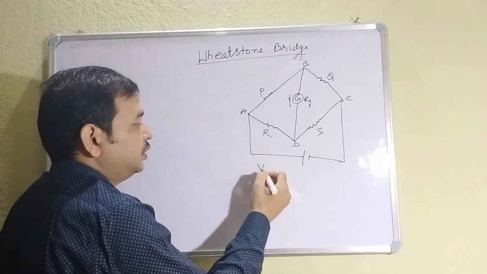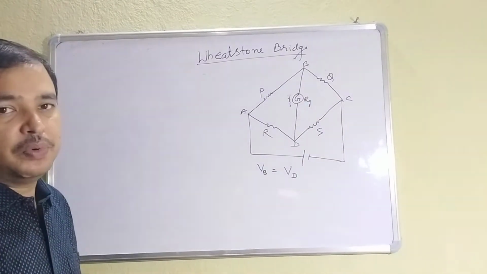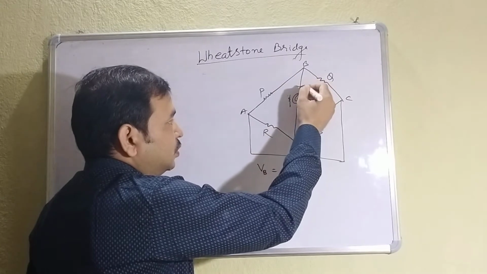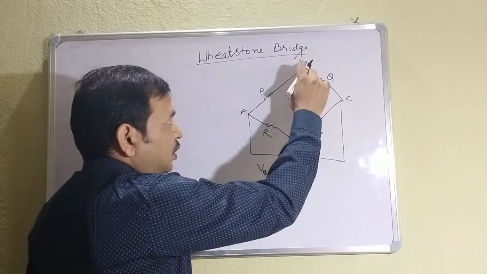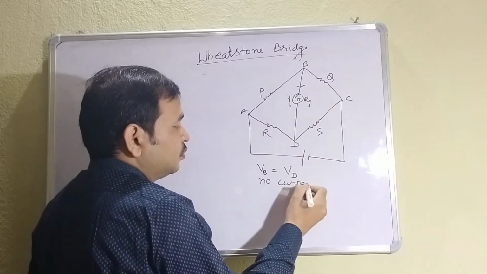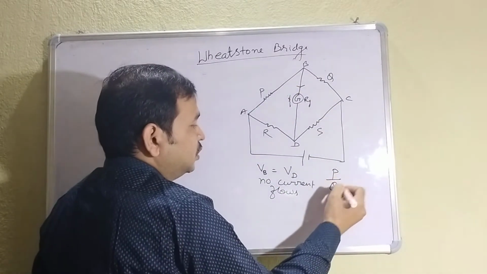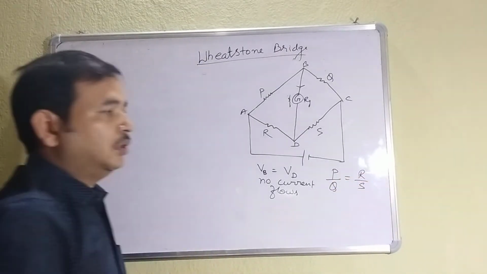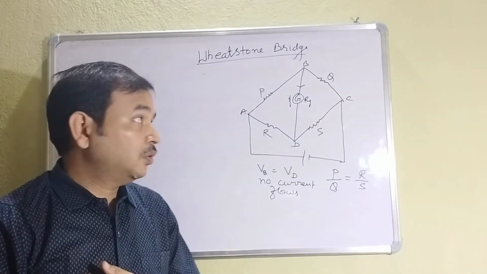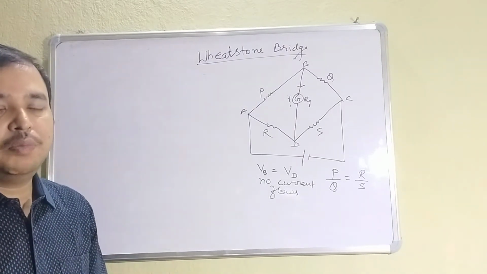balanced condition means when potential at B is equal to potential at D, when these 2 points have the same potential, then no current will flow in this direction. Suppose some current is flowing in this direction. When the potential became equal, no current flows. And in that condition, the ratio of these 4 resistors are like this. So if you know any 3 resistors, you can find the fourth unknown resistor. So the Wheatstone bridge is actually used to find an unknown resistor, and second for determining the temperature also.